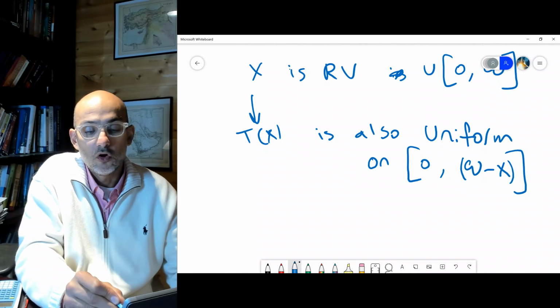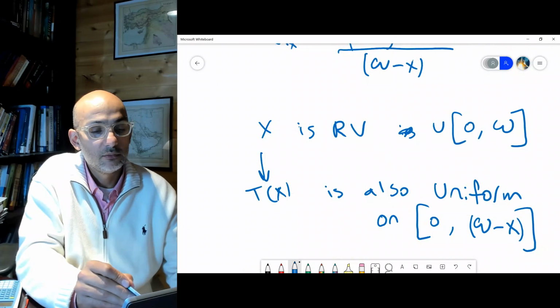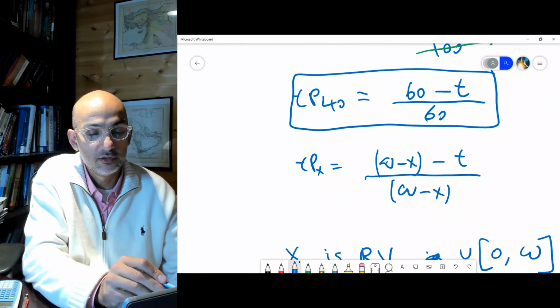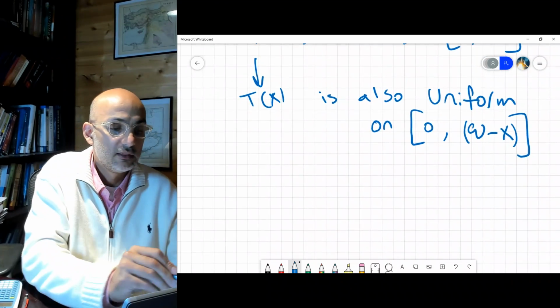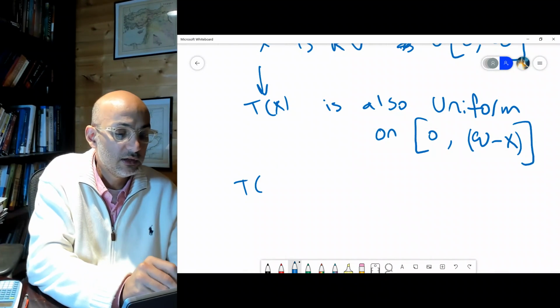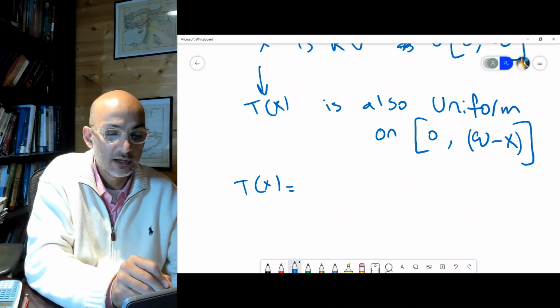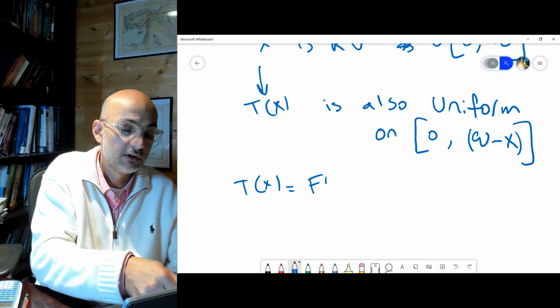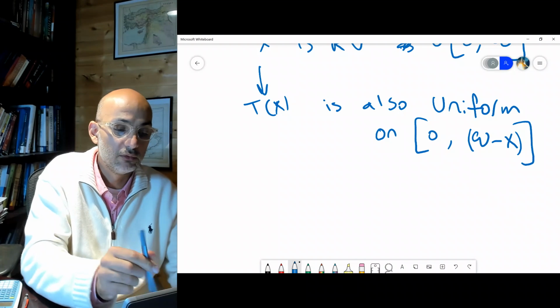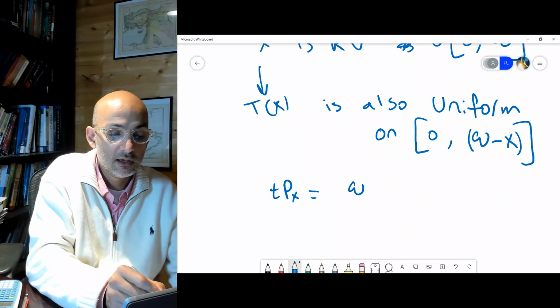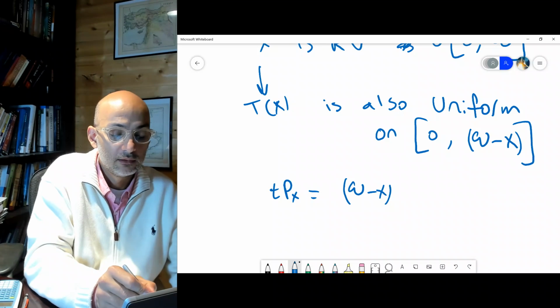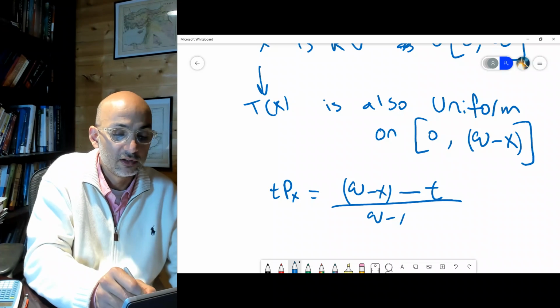So omega minus X. In our case here, X reached the age of 40, so omega minus 40 becomes 60, right? And once you do that, we know everything about T of X, right? We can calculate f of X. Well, we'll come back to it, but just keep this in our mind. But TPX then becomes easy, it is omega minus X minus T over omega minus X.